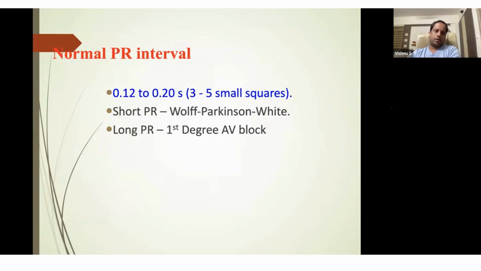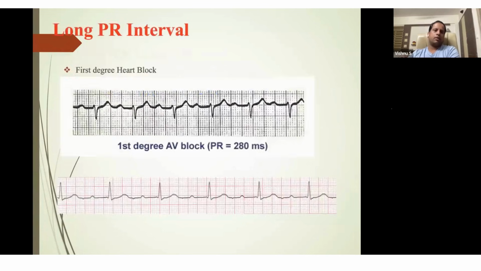It can be prolonged also. From that, first degree AV block, that we will discuss in the next modules, bradycardia module. Short PR we usually see in Wolff-Parkinson-White syndrome because of delta wave. Long PR in first degree AV block.